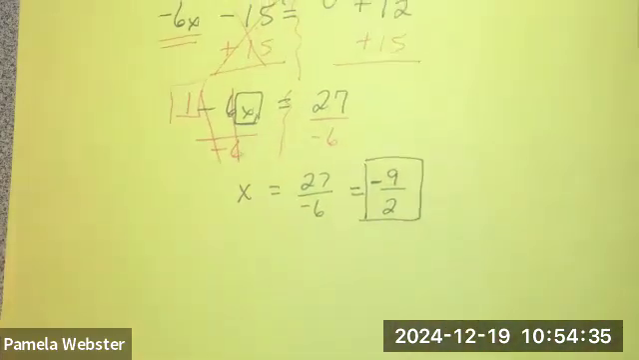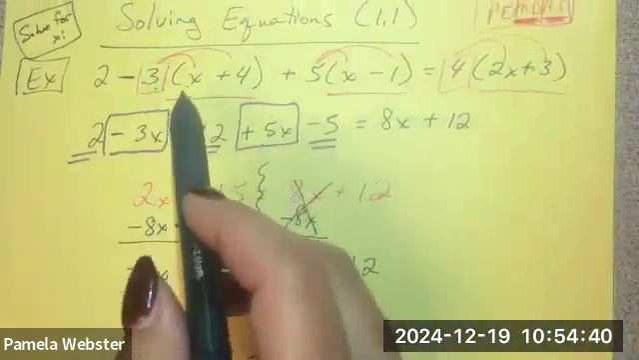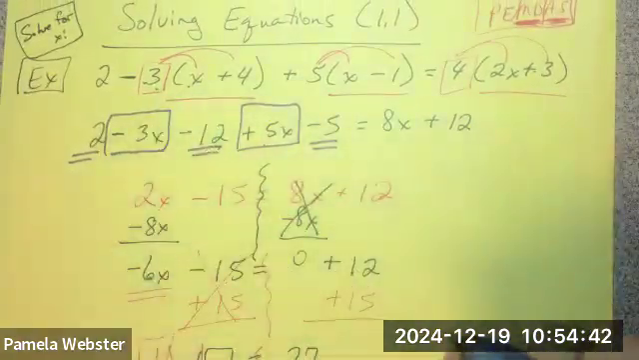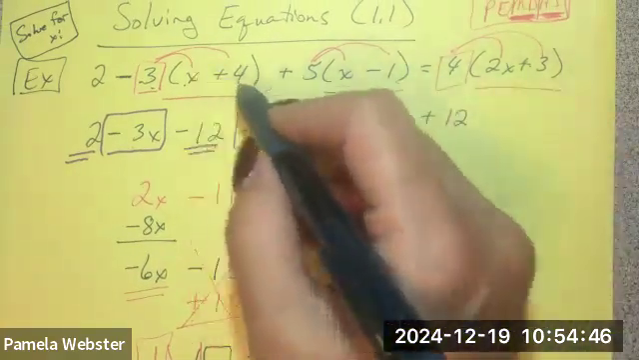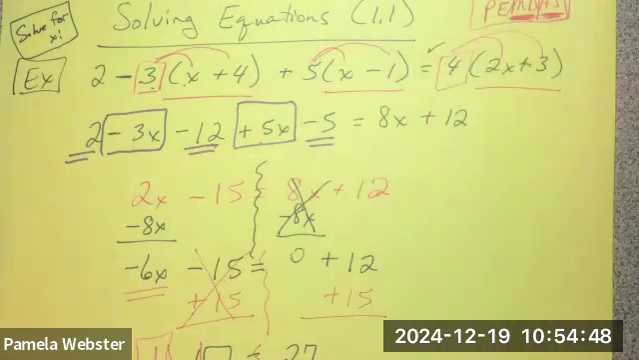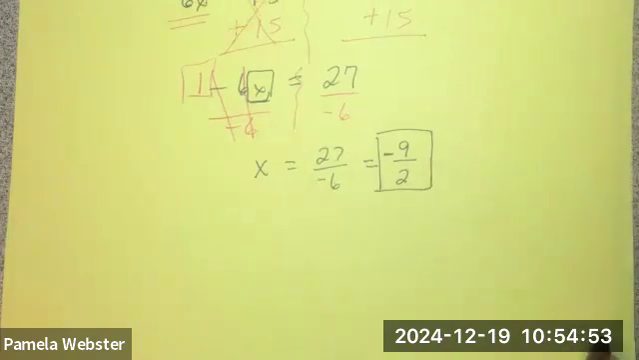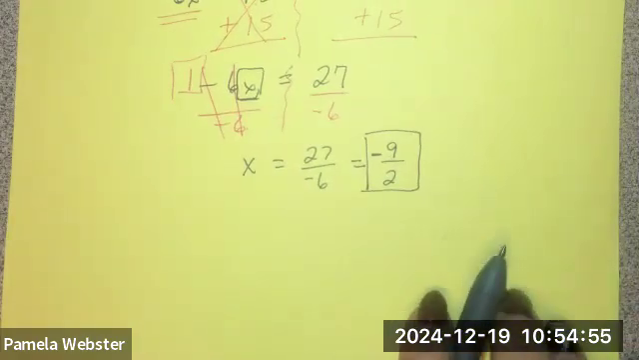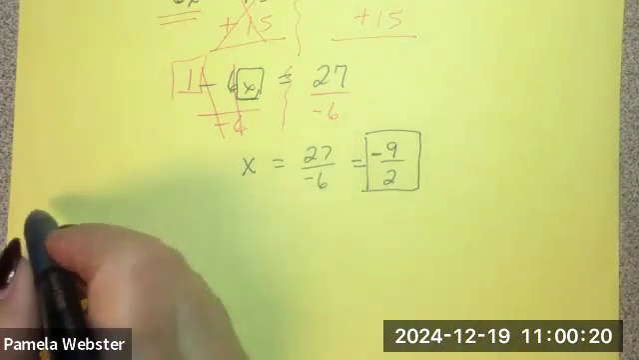If you would like to, you can always go back up here to the very original, and where you see x, you can plug in -9/2, and that should give you a true statement. True, by that I mean the left-hand side will equal the right-hand side whenever you finish plugging in that -9/2. For the purposes of saving video time, I am not going to plug that in, but I challenge you, if you're not sure, go ahead and do it. All right, let's try a couple of other examples.